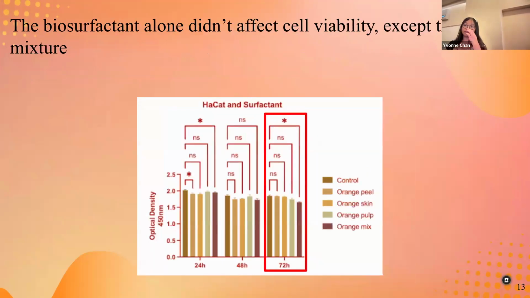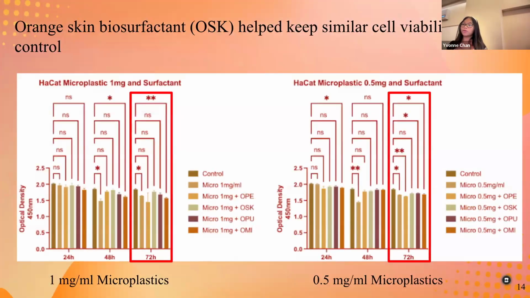Cell viability wasn't affected by the biosurfactants themselves, except the orange mixture, or the OMI biosurfactant, at the end of the 72 hours. Just for context for looking at the rest of these graphs, let's go over the acronyms that are on the side of the legend. OPE is orange peel, OSK is orange skin, OPU is orange pulp, and OMI is the orange mixture.